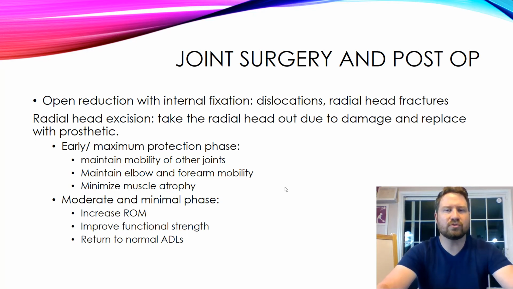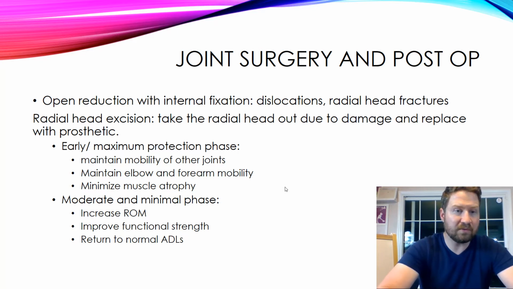Then we're going to move into joint surgery and post-operation. Okay, so open reduction with internal fixation. Those are going to be when we have plates and screws and everything put in to stabilize areas. So those are dislocations, radial head fractures that you'll see that with. Sometimes they'll do a radial head excision, where they take the radial head out due to damage and replace it with a prosthetic. I have personally never seen this done. However, your book says it is possible, so I will believe it.